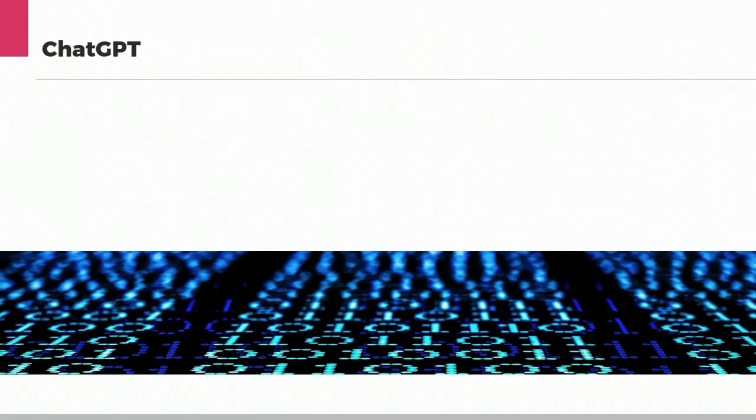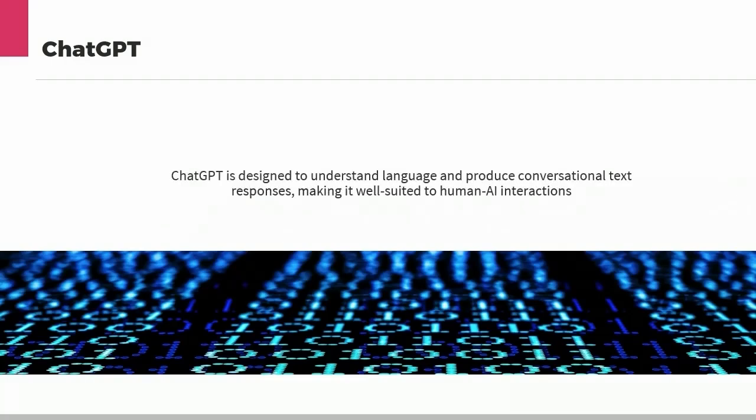An implementation of OpenAI's GPT model, which stands for Generative Pre-trained Transformer, ChatGPT is designed to understand language and produce conversational text responses, making it well-suited to human-AI interactions.